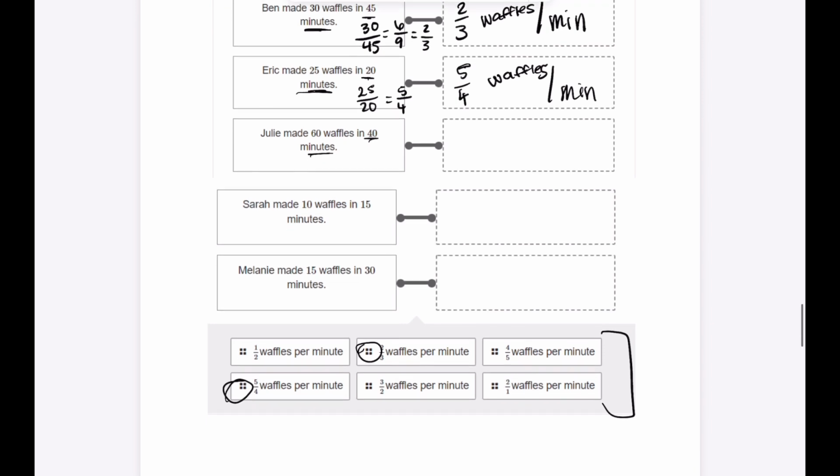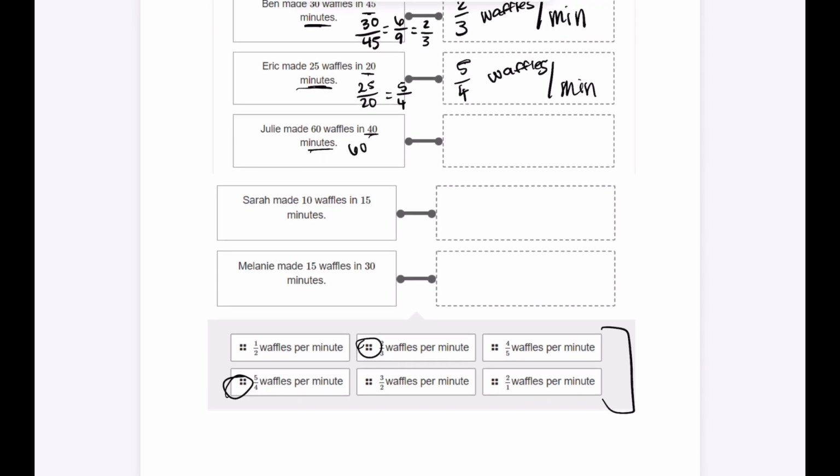Okay. Next one, I have 60 over 40. I can simplify that by 20. So 60 divided by 20 gives you 3. Over 40 divided by 20 gives you 2. Let's see if we have 3/2. We do. So I have 3 over 2 waffles per minute.